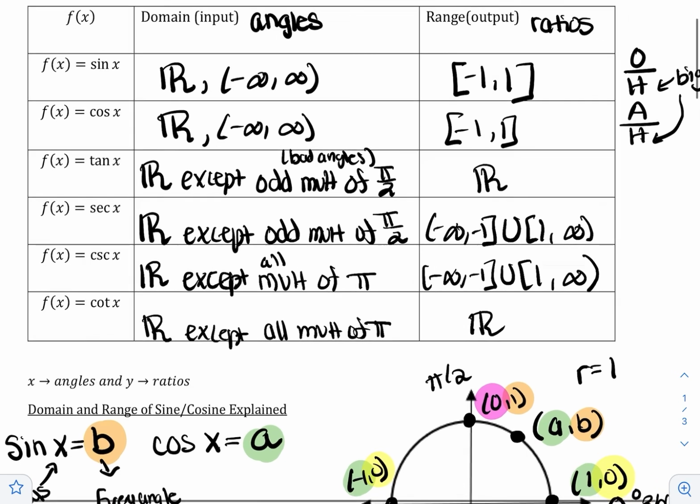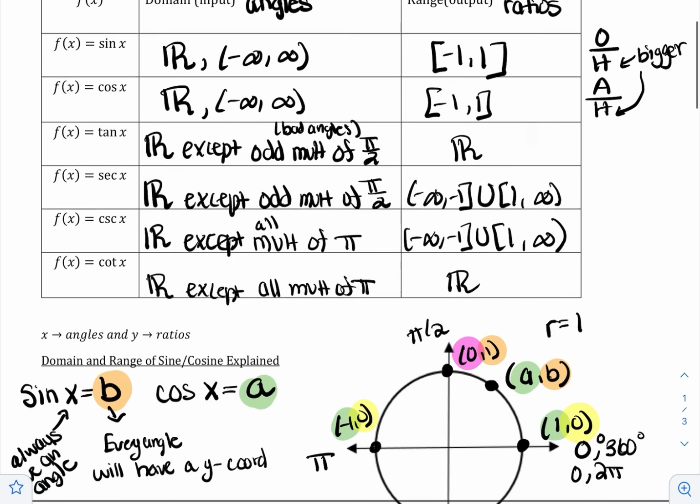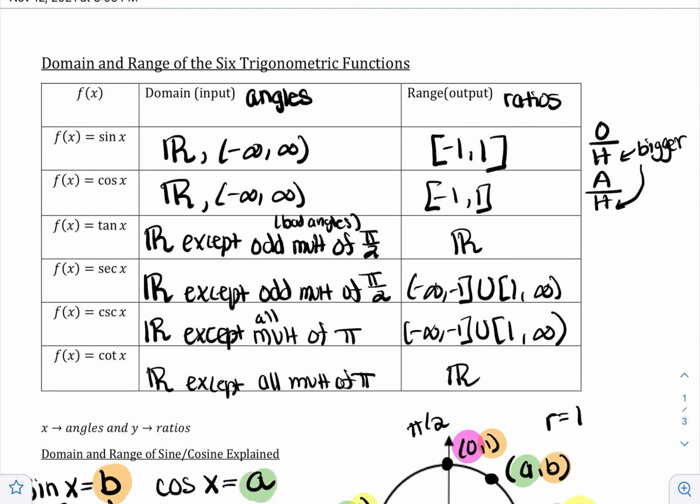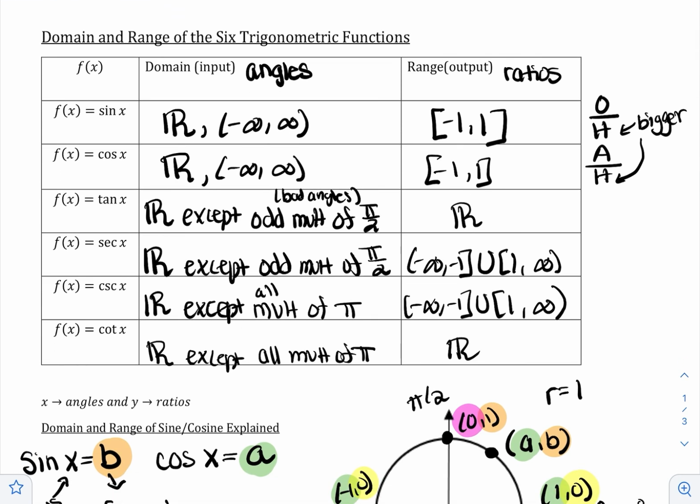Okay, so here they are, and here is the explanation for where they came from. So it's really important to remember the domain and the range because we're going to be using all of this: graphing, taking inverses, doing word problems, and so on.